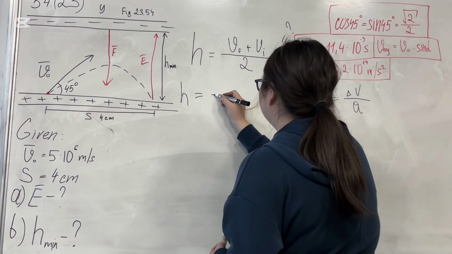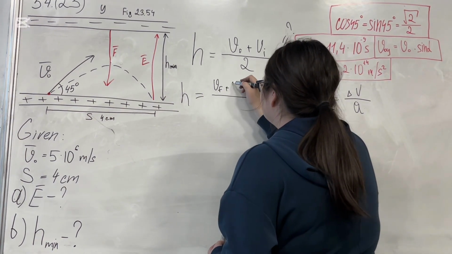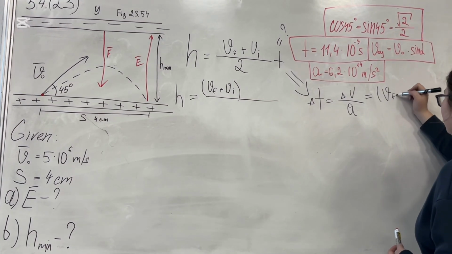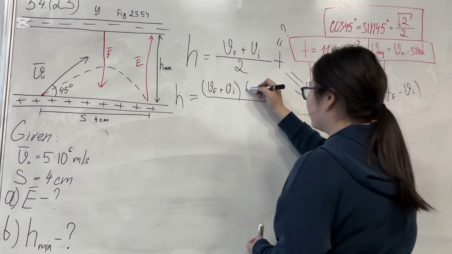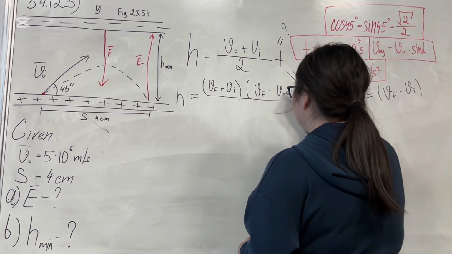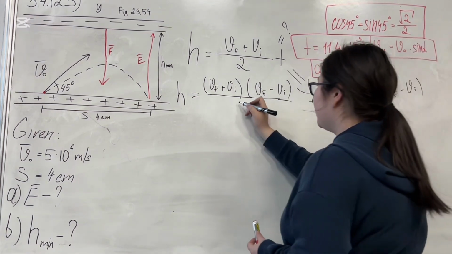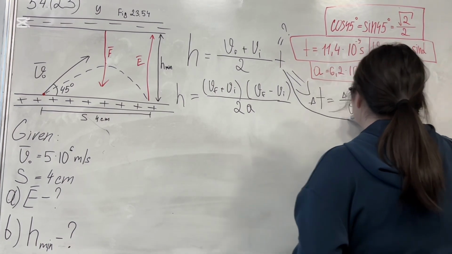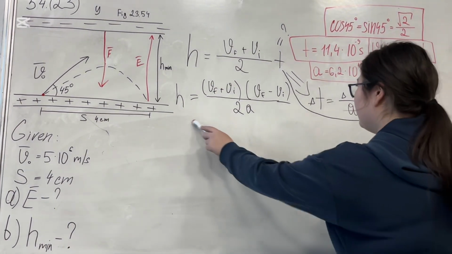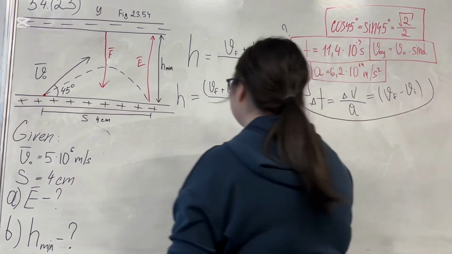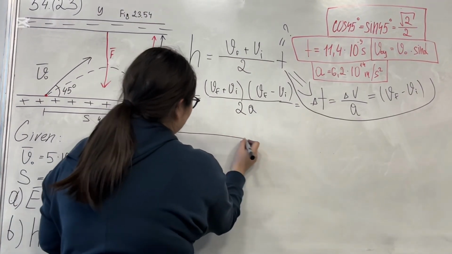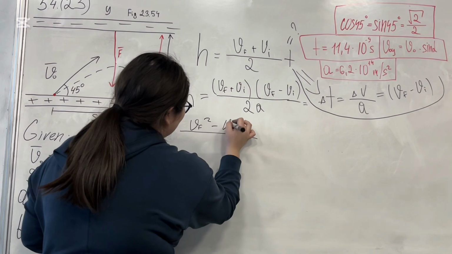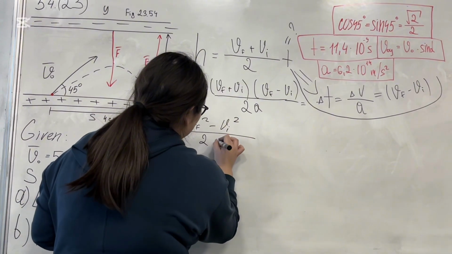Okay, let's put this in this example. H is equal to V final plus V initial, multiplied by delta V, where delta V is equal to V final minus V initial, divided by 2 acceleration. Let's write this differently. Now let's continue this formula. We know from basic mathematics that we can write those two like this: V final squared minus V initial squared, divided by 2 acceleration.